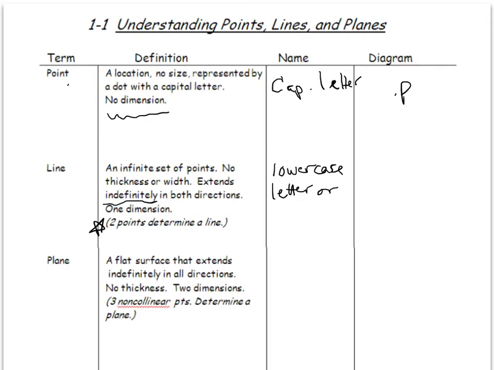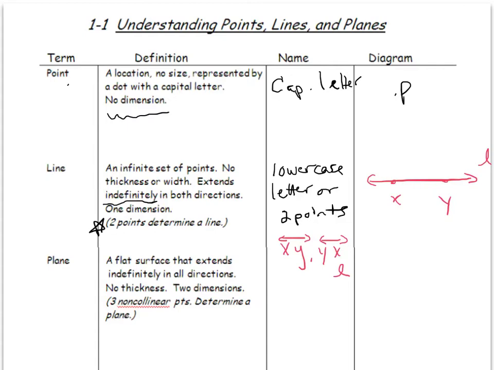Or 2 points. So for example, let's say I give you this line here. We got X there. We got Y there. If I give you this line here, we could name it XY with a line above it, YX, or you can simply name it L.